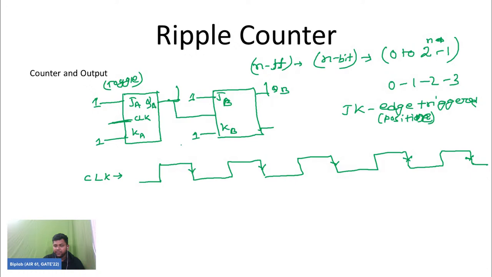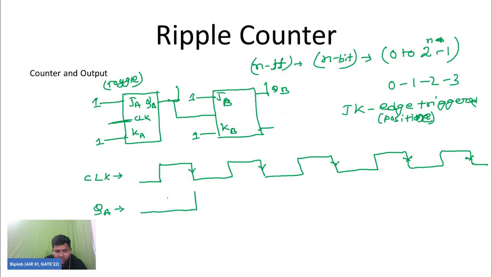Now what will be QA? First let us look at QA. So QA is initially zero. So it will remain zero until it faces this one. When it comes to this, since the JK input is 1, 1, what will be the output? Output will be complemented here, because at the clock here we are getting the positive edge. Because of the positive edge, the output changes.